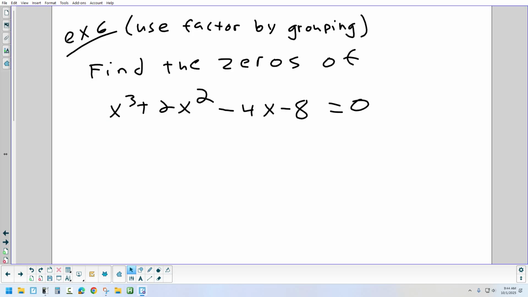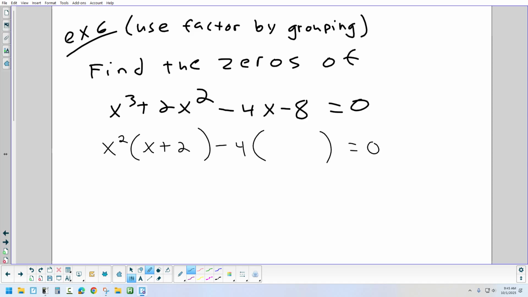What can you factor out of the first 2 terms? X squared. And what would that leave you with if you factor out the x squared? X plus 2. What can you factor out of the last 2 terms? Factor out a negative 4. And what would that leave you with? It'll leave you with another x plus 2. That's how factor by grouping has to work.